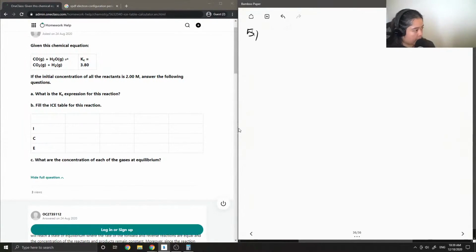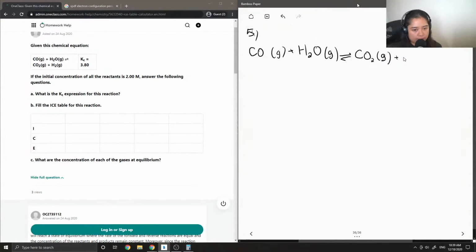Okay, so first let's write down the chemical equation. We have carbon monoxide reacting with H2O gas to form CO2 gas plus hydrogen gas.